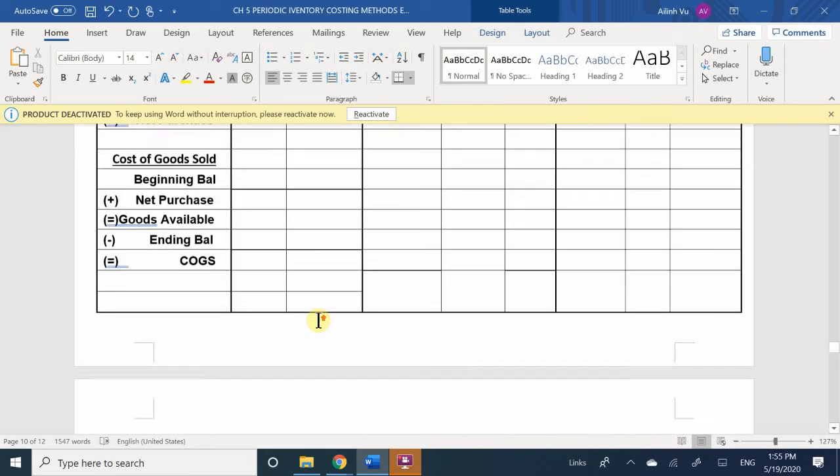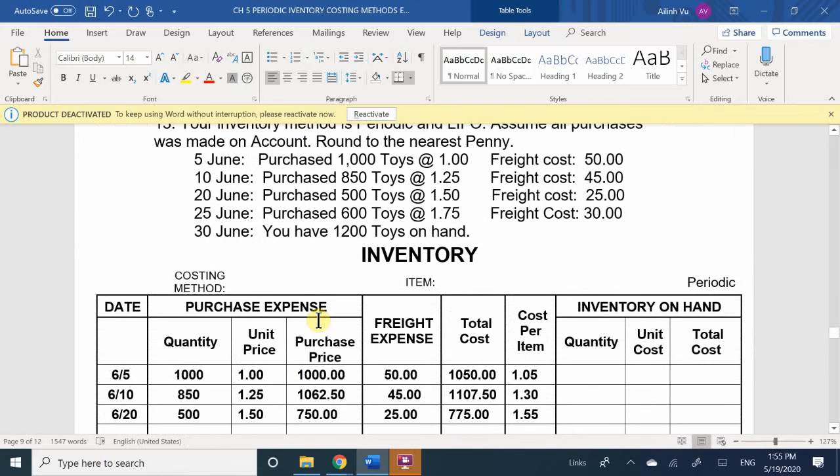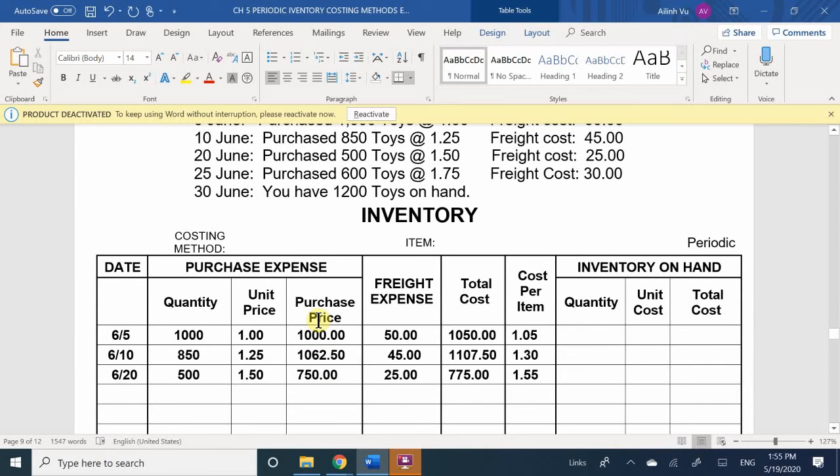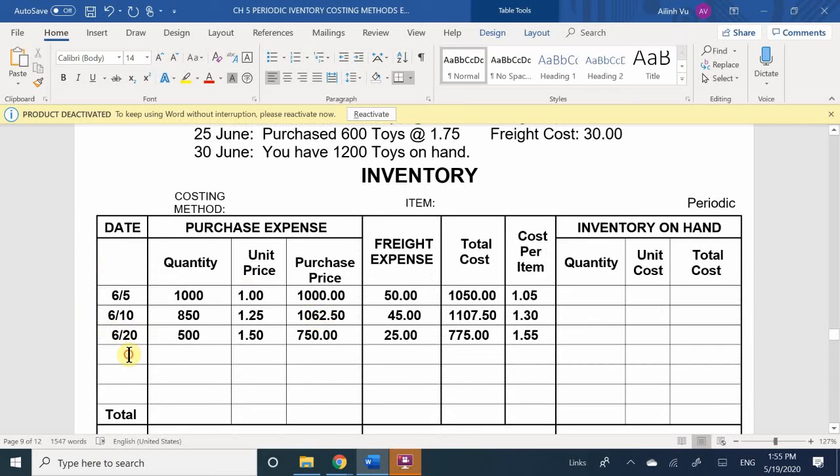So let's go ahead and continue with the last one, June 25th. Quantity 600 at $1.75 per unit, which makes the purchase price $1,050. Freight expense is $30. The total cost is $1,080. And our cost per item is $1.80.